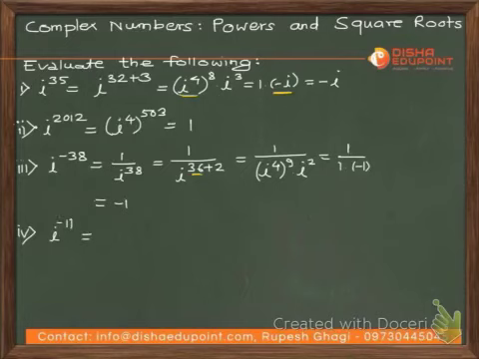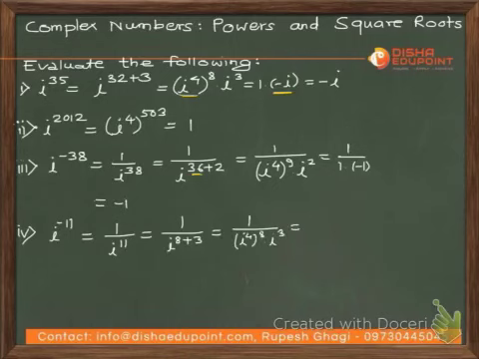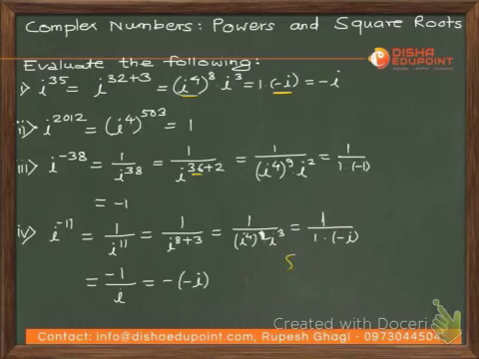Similarly, i to the power minus 11, which is 1 upon i to the power 11, which could be written as i to the power 8 plus 3. So the value of i to the power 8 will be equal to 1, right? We can write it as i to the power 4 to the power 2 actually, so into i cube. So that is equal to 1 upon 1 into i cube, which is equal to minus i. So we have minus 1 upon i, which is equal to minus of minus i, which is equal to i.